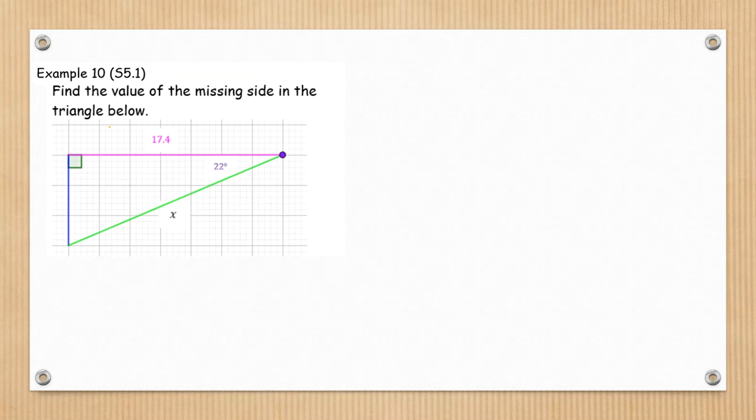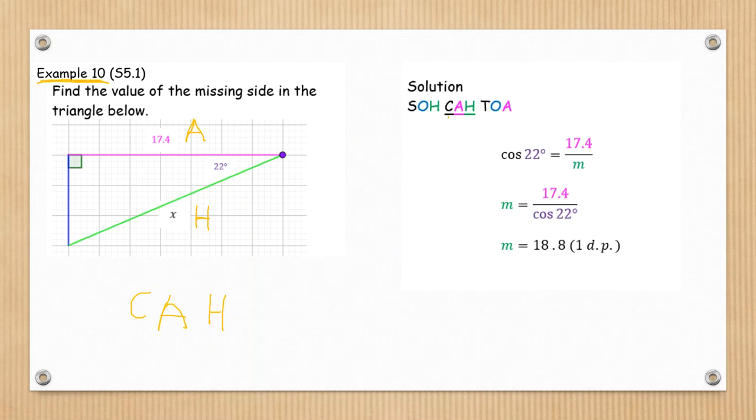In example 10, same kind of problem. This time around we need to find the hypotenuse. We know the adjacent, so we're going to use cosine. So this is the one that we use. Adjacent is 17.4 and hypotenuse is x. So we get this equation.